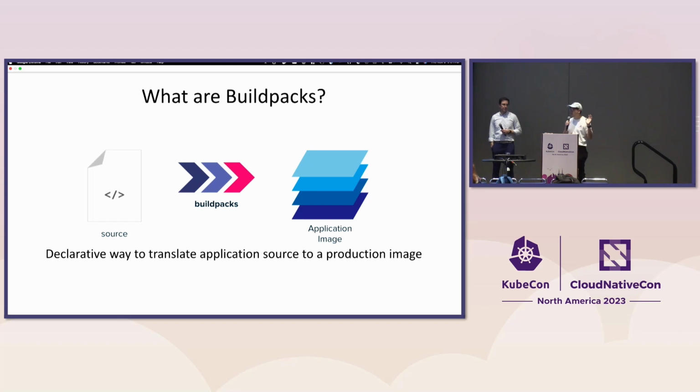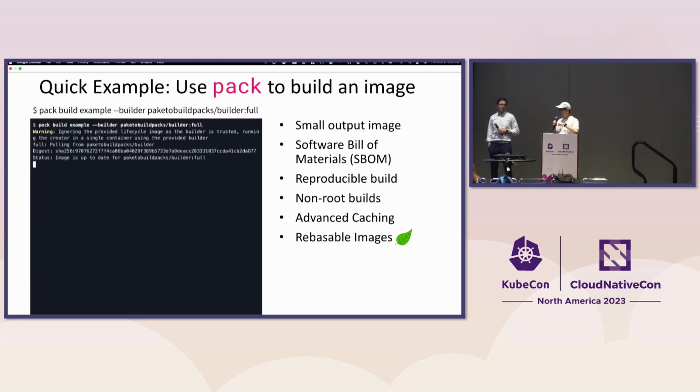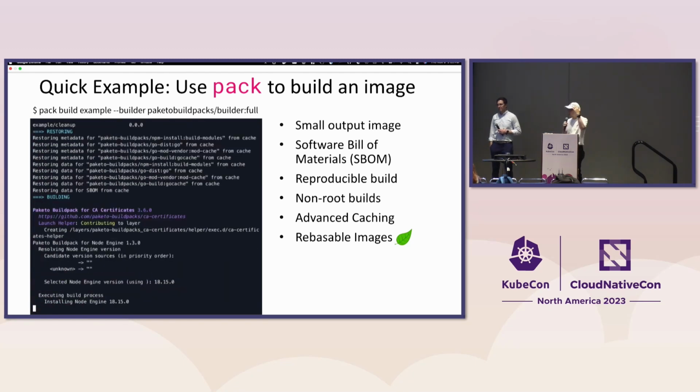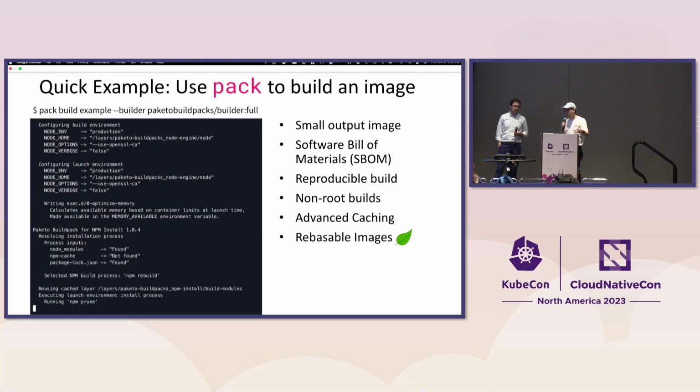If you're not familiar with Buildpacks, we take your app source code and transform it into production-grade images, with a focus on developer experience and things like security. The quickest way to get started is to use a tool called Pack that is part of the project. It's a CLI that interfaces with the Docker daemon, and this is an example of the output that you get when you run a Pack build, very similar to a Docker build.